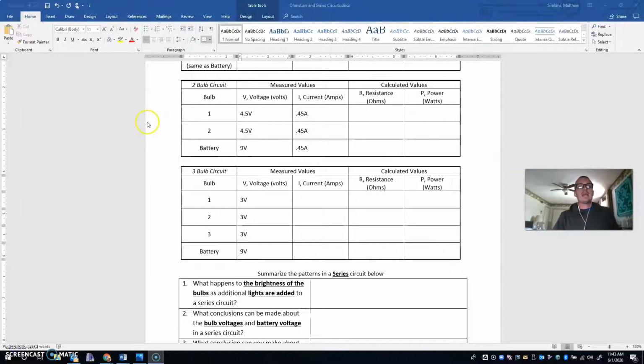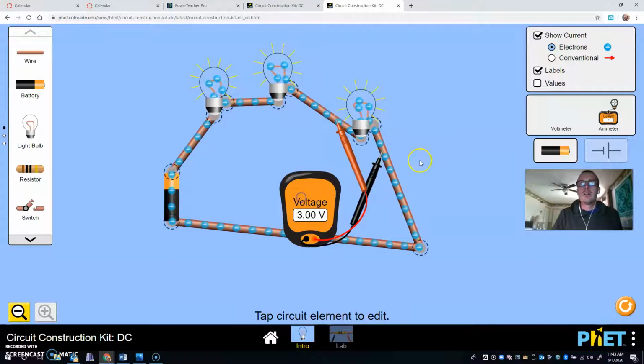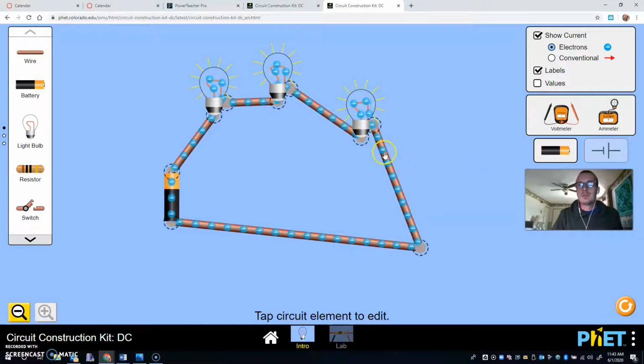So now let's take a look at the current at different points in this circuit. If we go here, you can notice that all of these blue dots with a negative sign, which represent the electrons, are going the same speed. Imagine being in a traffic jam with somebody driving really slow at the front. You all would have to go the same speed. That's because there's only one path in a series. All the electrons have to flow at the same rate.